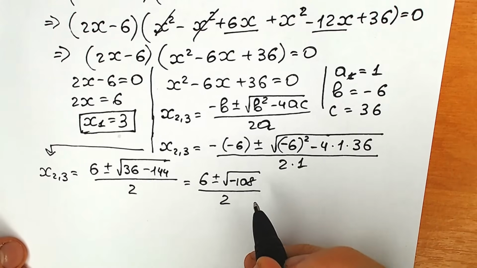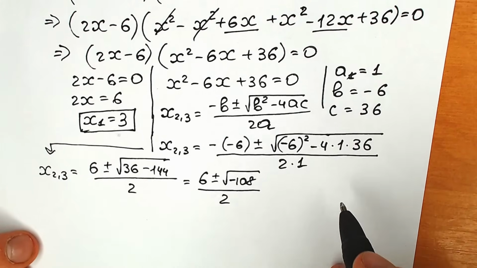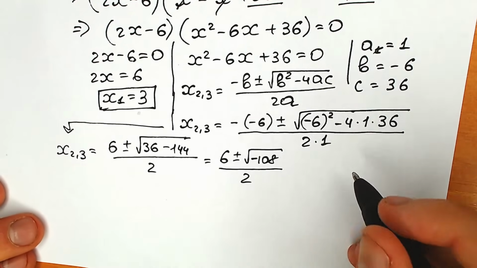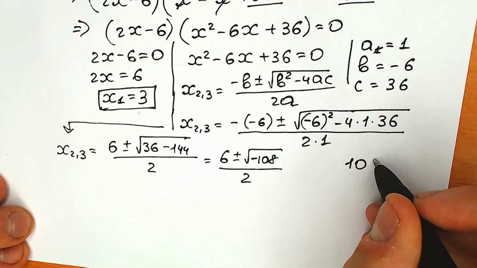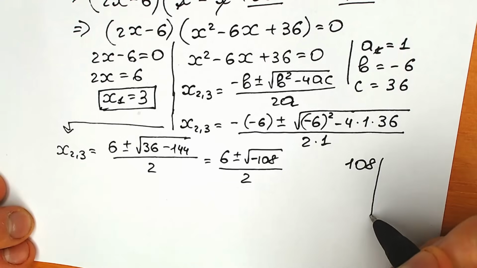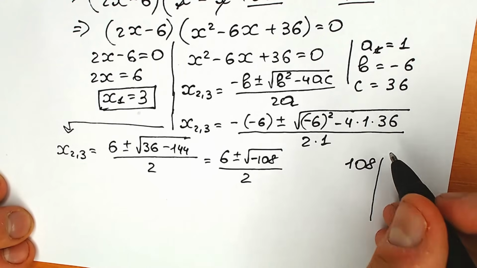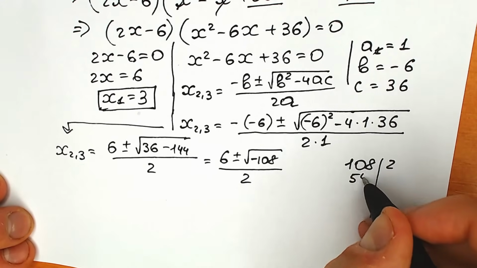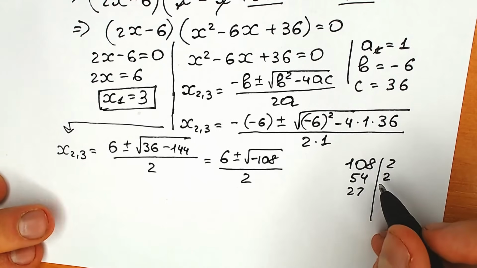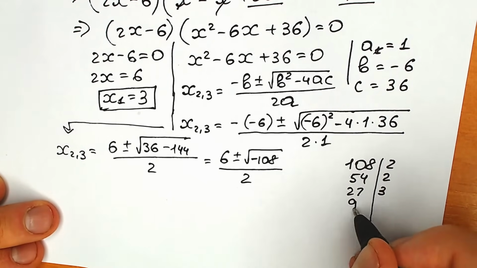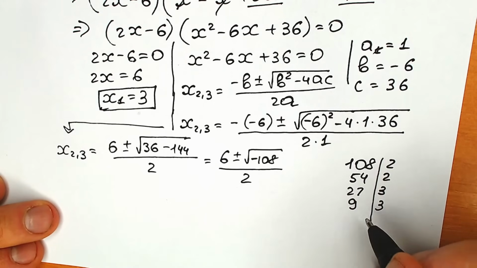This 108 we can easily split, with a really great method. I recommend you to learn this method. We can easily divide it. First of all, if a value is not good for you, you can easily divide it step by step by 2. So as a result, we can divide by 2, we have 54. We can divide by 2, we have 27. We can divide by 3, we have 9. We can divide by 3, we have 3, and we can divide by 3, we have 1.